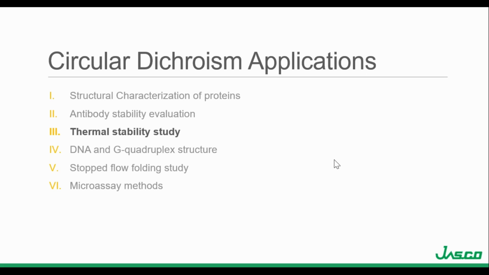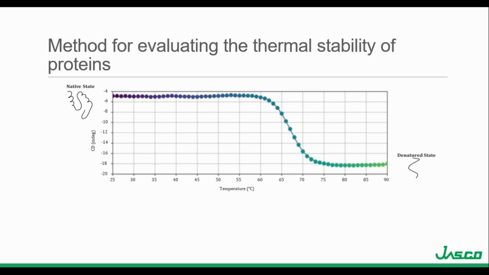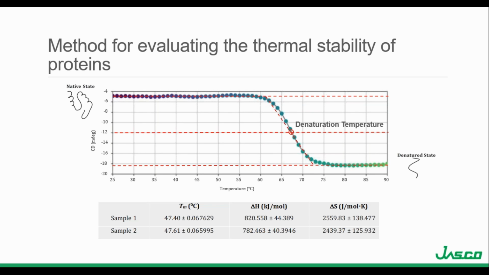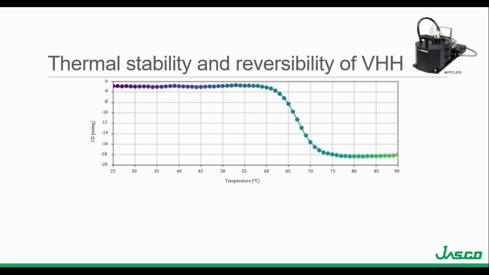So thermal stability studies. Thermal stability measurements are used to monitor structural changes and reversibility of sample folding due to changes in temperature. So by fitting thermal denaturation curves, information on thermodynamic parameters such as the Gibbs energy, melting or denaturation temperature, and changes in entropy and enthalpy can be determined.